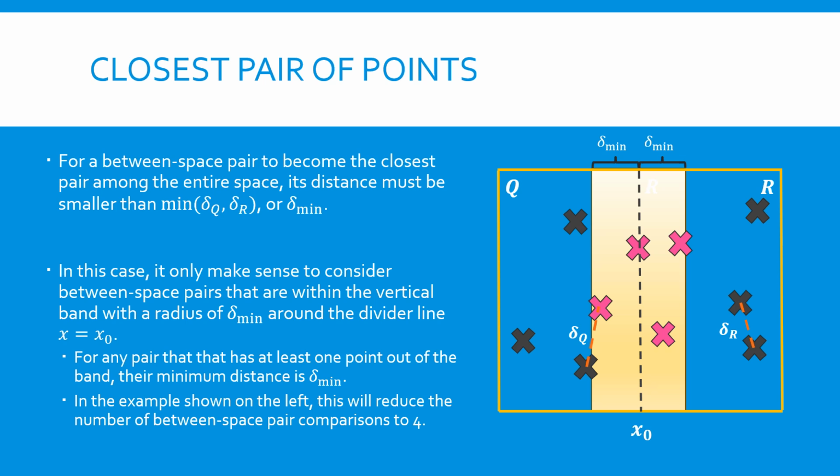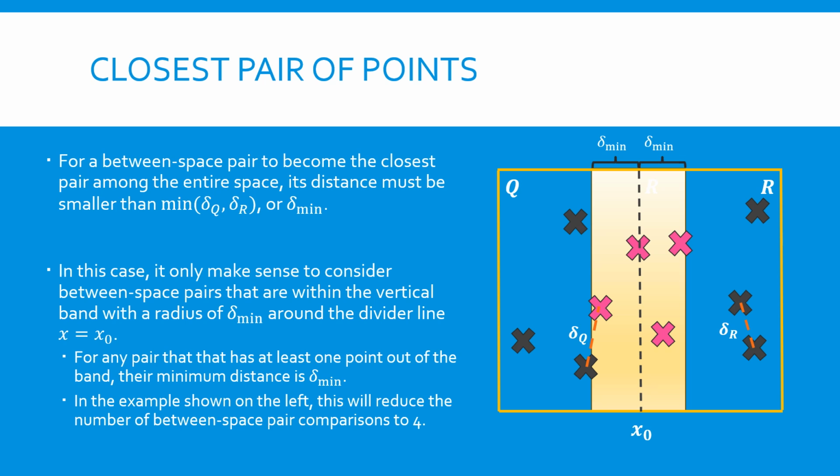Now, let's make a very important observation. Recall that the minimum distance in the entire space should be the smaller one between the shortest within space distance and the shortest between space distance. Given the shortest within space distance, delta min, a larger between space distance will not contribute to the final solution. In other words, we can safely discard between space pairs if we know that their distances are surely larger than delta min.